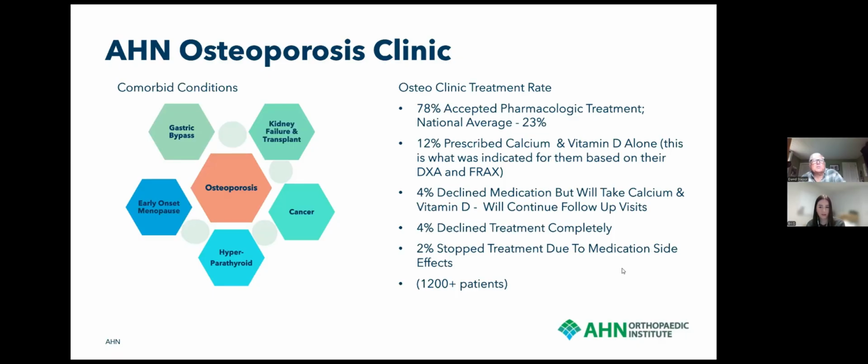Just wish us a happy anniversary. It's 5 years this week that we started this clinic. This is kind of an older slide. I think we're well above 80% now of patients that accepted pharmacologic treatment, and the national average is 23%. Only about 4% declined medication treatment, and only about 2% stopped because of medication side effects or other issues.